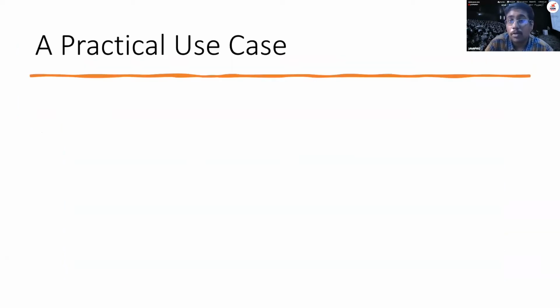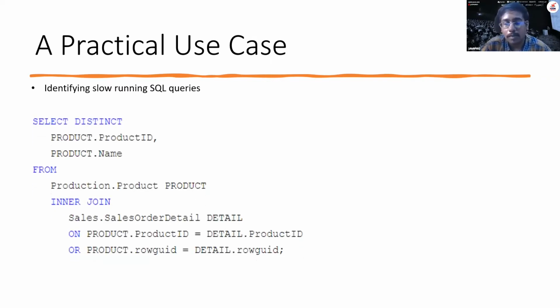Now let's take a complex use case. I mentioned the Java Flight Recorder API and how it can be used, so let's take a simple example. Let's say we want to identify a slow running SQL query in our project. This example is very basic: there is an inner join being done on two tables, a product table and a sales order detail table.